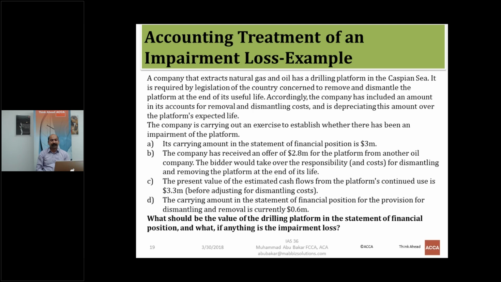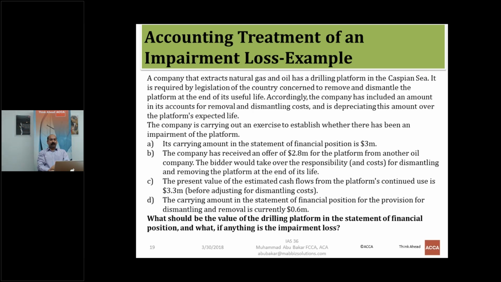A company that extracts natural gas and oil has a drilling platform in the Caspian Sea. It is required by legislation of the country concerned to remove and dismantle the platform at the end of its useful life. Accordingly, the company has included an amount in its accounts for removal and dismantling cost and is depreciating this amount over the platform's expected life. The company is carrying out an exercise to establish whether there has been an impairment of the platform.